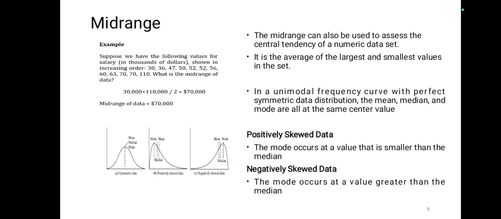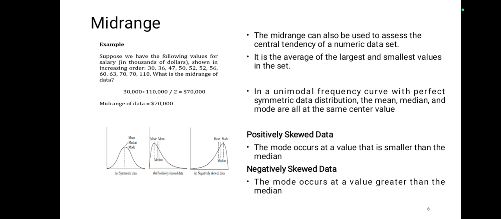If you take this, I have the starting value 30. Here everything is represented in dollars. So 30,000, right? Plus the last value is 110, so $110,000, divided by 2, since only two values I am taking, 30,000 and 110,000. So I have the $70,000. So this is what mid-range is.